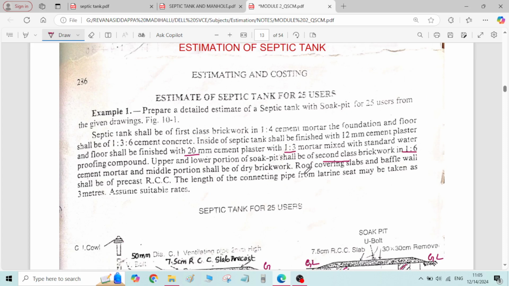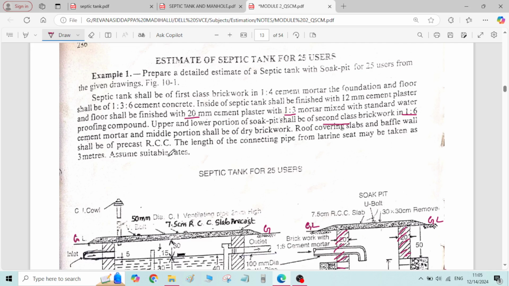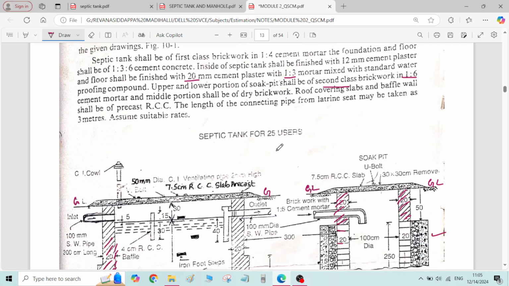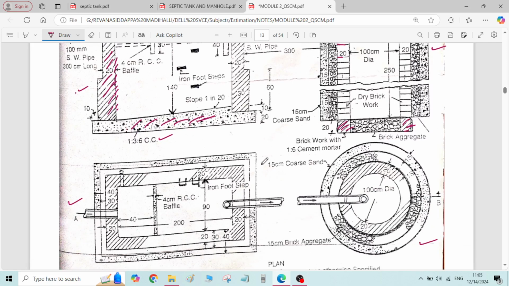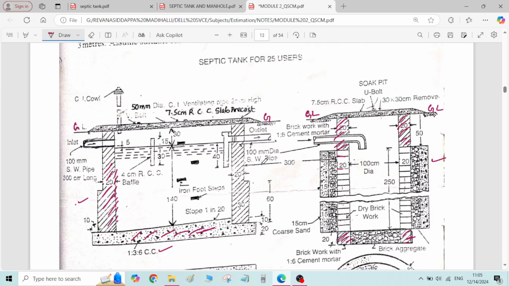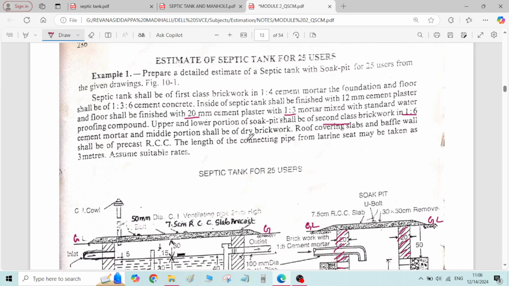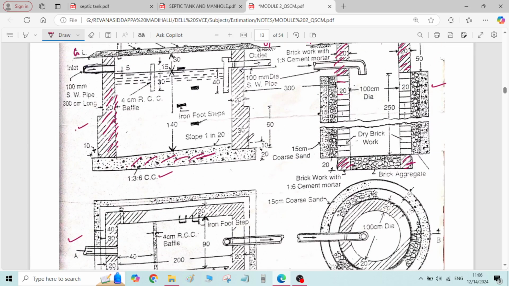Covering slabs and baffle wall shall be of precast RCC. The length of connecting pipe from latrine seat may be taken as 3 meter. From the latrine of the house, the connecting pipe is around 3 meter in length. That is what it means. Now this is the question regarding the septic tank.